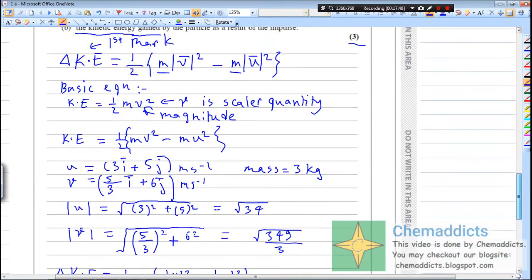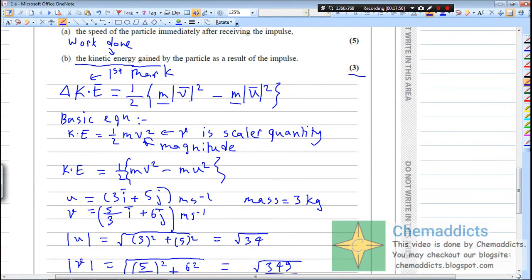I hope that you have understood the question as well as the solution. That is the solution to the second part of this question.